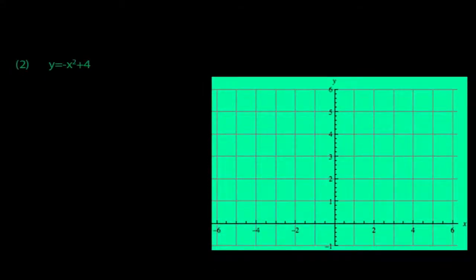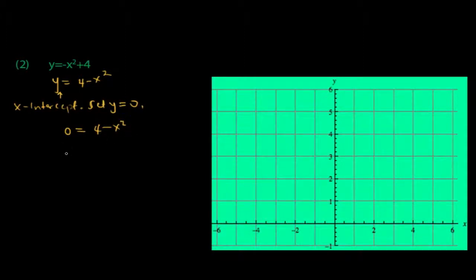Here also we are told to find the x-intercept and the y-intercept. Just like the previous question, this equation can be written as y equals 4 minus x squared. To find the x-intercept, we set y to be 0. When you set y to be 0, you have 0 equals 4 minus x squared. So we want to find x.